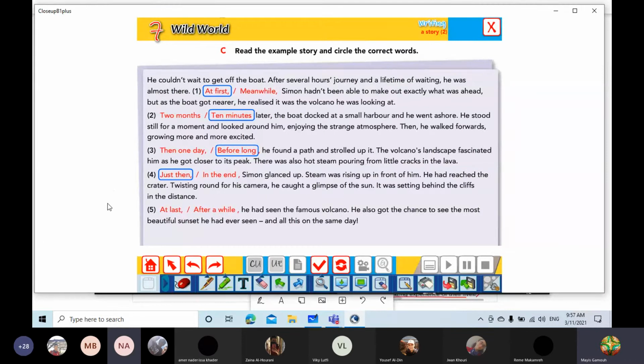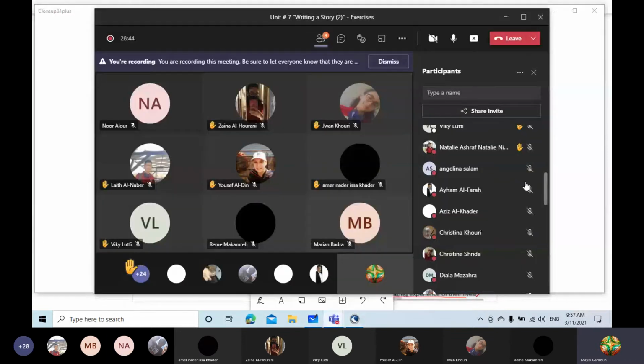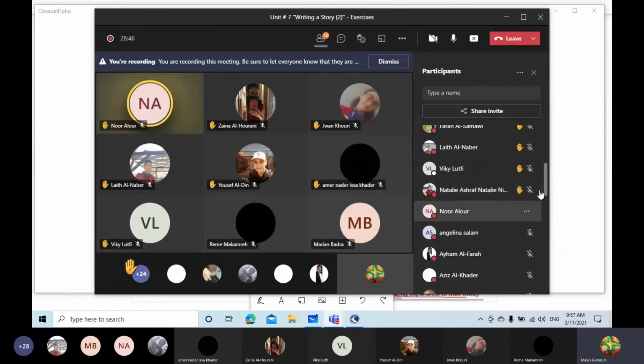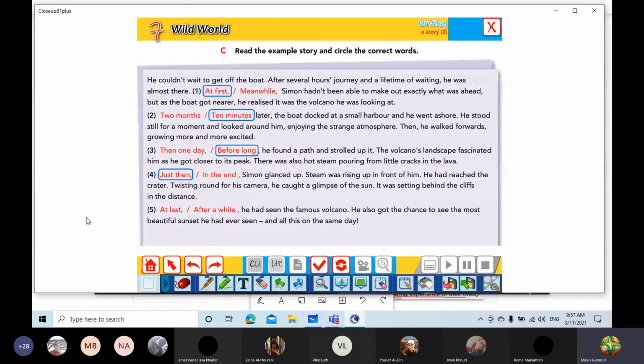Yes, and the last paragraph will be for, let me see hands. We have Natalie in here. Go ahead, dear. At last, he had seen the famous volcano. He also got the chance to see the most beautiful sunset he had ever seen, and all this on the same day. Thank you, dear. So here we come up to end our story regarding Simon and his adventure.